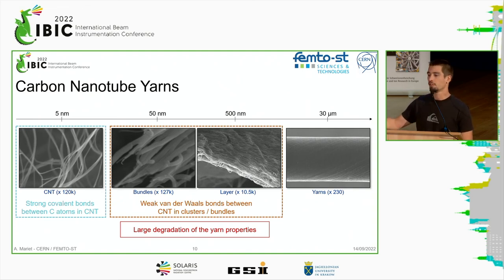30, even 100 microns. But contrary to the CNT, which have strong covalent bonds between carbon atoms, all the subassemblies, between bundles and between fibers, are bonded with only weak van der Waals forces. And this leads to a large degradation of the properties. So that's another issue. A lot of issues.